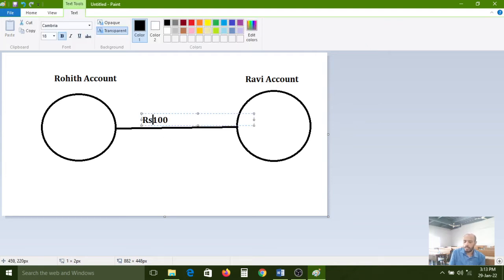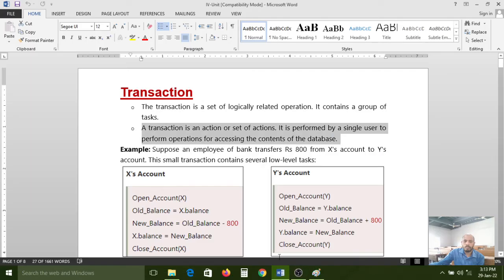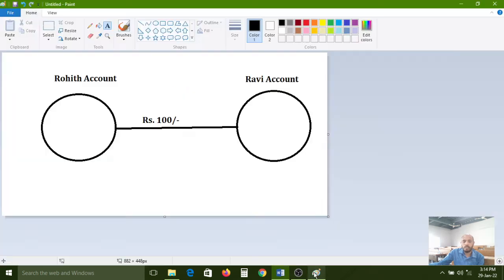This type of operation is called one transaction. Why do they describe it as a set of operations or a set of logically related operations? It contains a group of tasks. Here we are doing only one operation: from Rohit's account, 100 rupees is transferred to Ravi's account. Only one operation is going on.